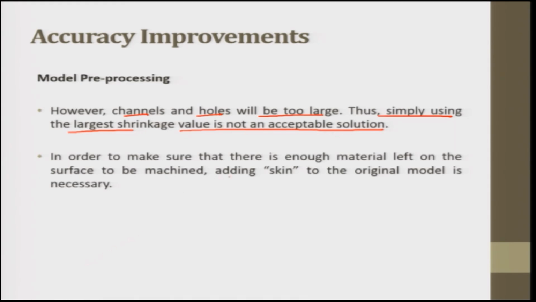In order to make sure that there is enough material left on the surface to be machined, adding a skin to the original model is also necessary. Adding a skin means there should be some material that is to be machined, that material has to be left everywhere. Many studies have shown that shrinkage variations are geometry dependent, even when using the same additive manufacturing or furnace process parameter settings. So, shrinkage allowance is similar to that in casting and in additive manufacturing.